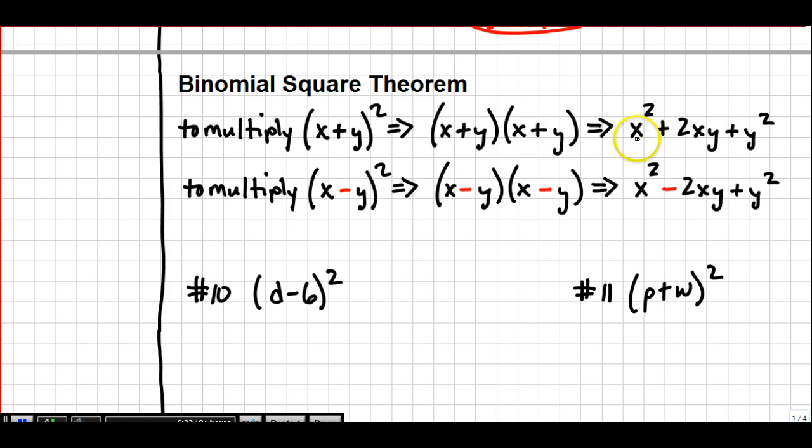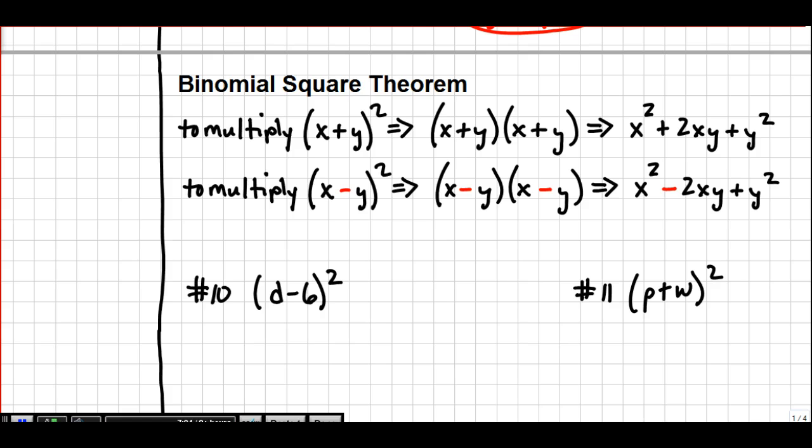The binomial square theorem says just take the beginning term and square it. That's your x squared here. Take the ending term and square that. That's the y squared term here. And then in the middle, we'll get a yx and then another yx. Those get added together because they're like terms. So you get 2xy or yx in the middle. The only change that's made if there's a negative sign in between the two terms is that the minus 2xy will be there as opposed to being a plus on the previous.